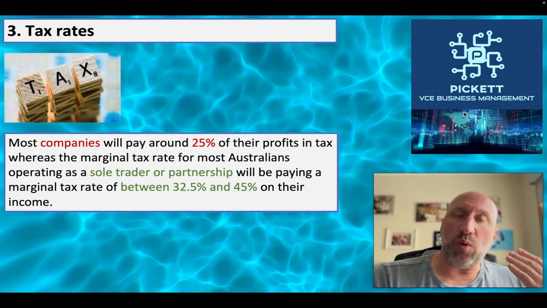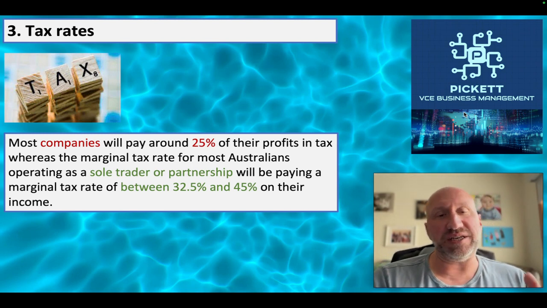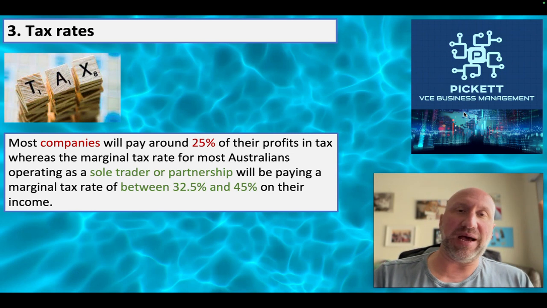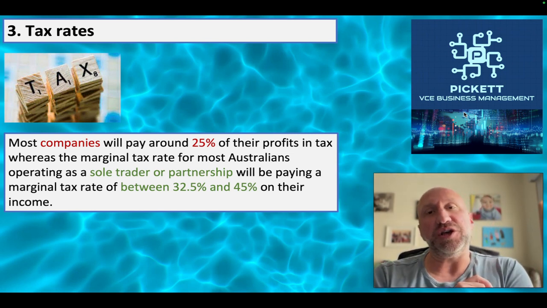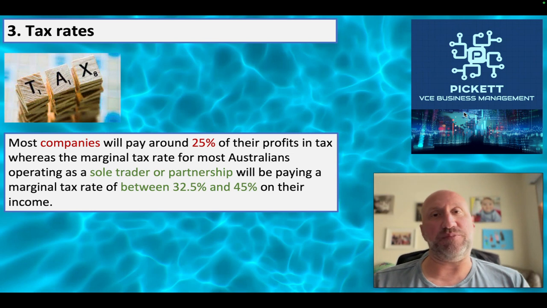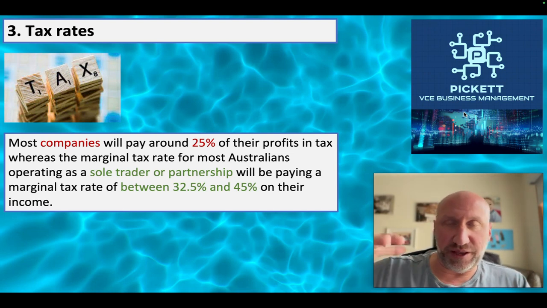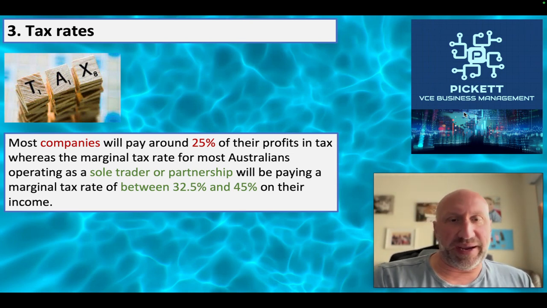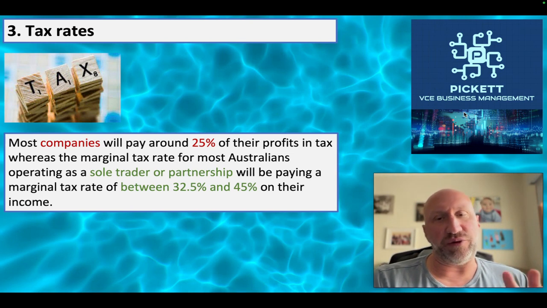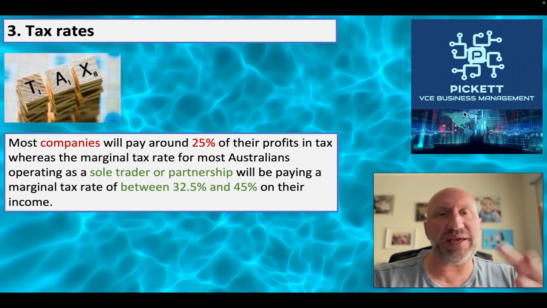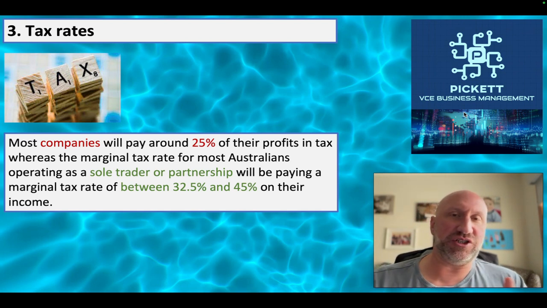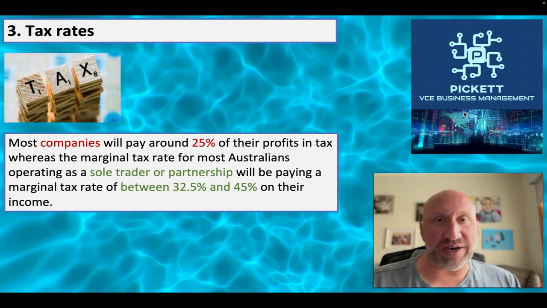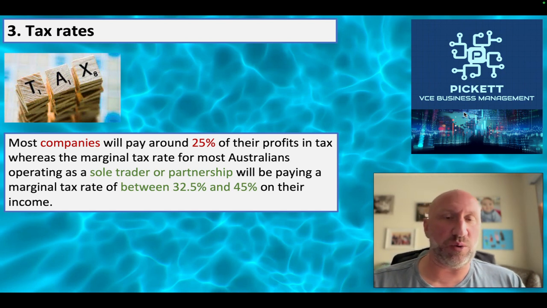Whereas the marginal tax rate for most Australians operating as a sole trader or as a partnership, now remember, if you operate as a sole trader or a partnership, you're paying tax on any profit that you make as if it were income tax, like as if you had a job. So then you're paying tax like anybody else in a job. But there are those different tax bands, and the marginal tax rate that most Australians are paying is between 32.5% and 45% on your income. And again, going back to when we were looking at the advantages and disadvantages of operating those different legal business structures, this was part of the equation that you need to be looking at.